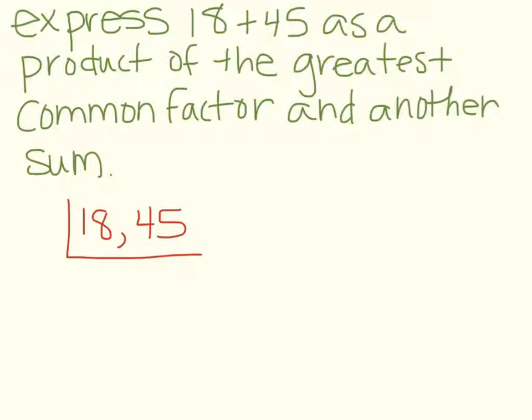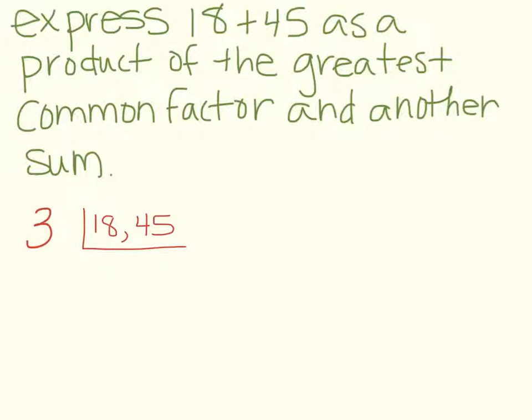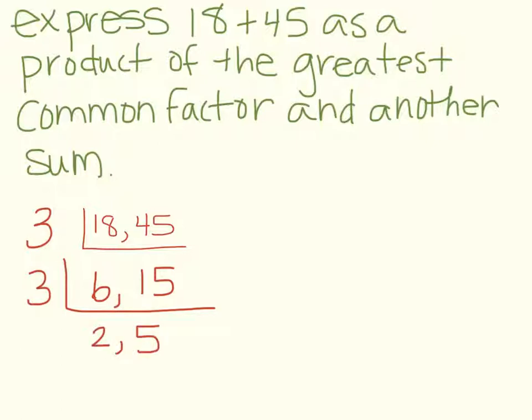First, we'll find the least prime factor of 18 and 45, which will be 3. 3 goes into 18 6 times, and 3 goes into 45 15 times. Do 6 and 15 share a least prime factor? Yes, they do. It's 3. 3 goes into 6 twice, and into 15 5 times. As 2 and 5 are both prime, we are finished. We've solved for our greatest common factor by taking 3 times 3 and getting an answer of 9.